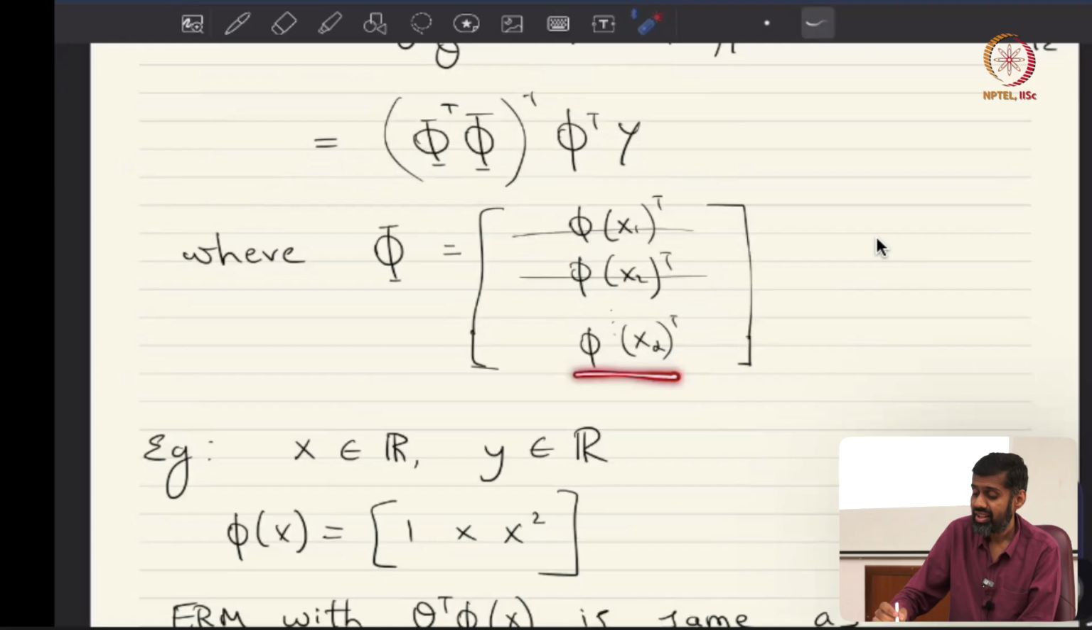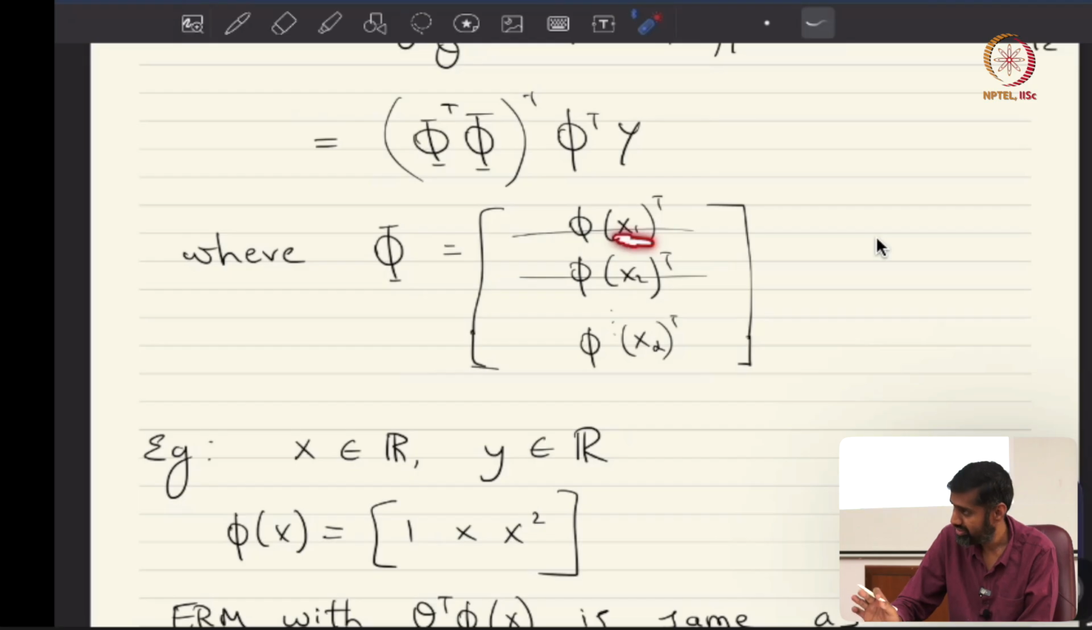How many kernels we use is a design choice. Phi is a function of the original data dimensions. It need not be a function of only x1; it can be a function of x1, x2, x3. The first dimension. These are the data points. So you are saying there should be n of them, correct? Yeah, it's a mistake.